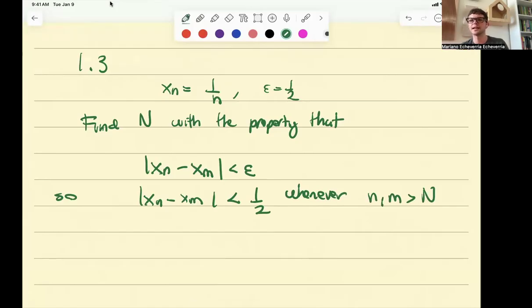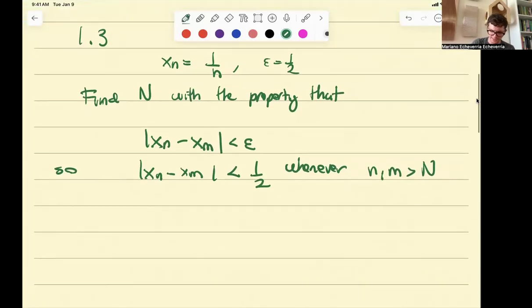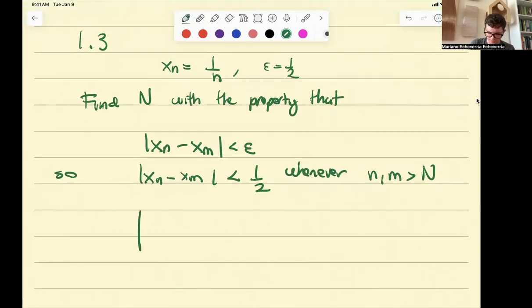So basically, you're trying to find an index. Say it is the 10th element in the sequence. After you consider the 10th element or anyone after it, the elements of the sequence are always less than a distance of 1/2 from one another. So what does that translate to in this particular example? Well, in this example, the expression is 1/n minus 1/m, and you need that to be less than 1/2. So this is what I want, right?